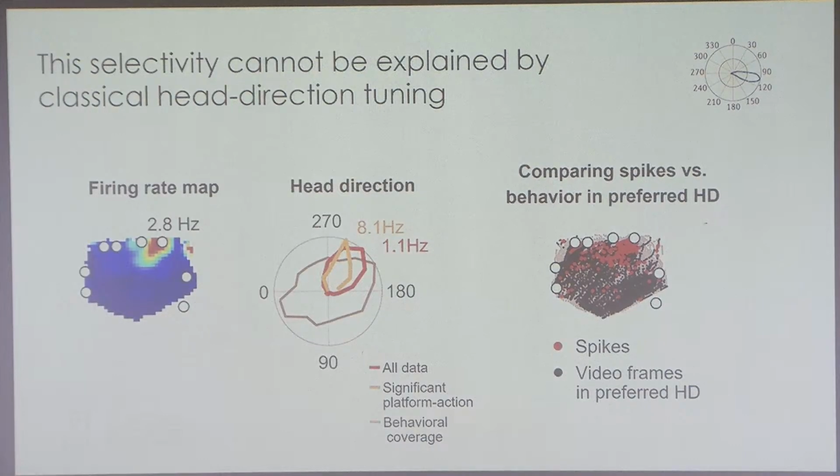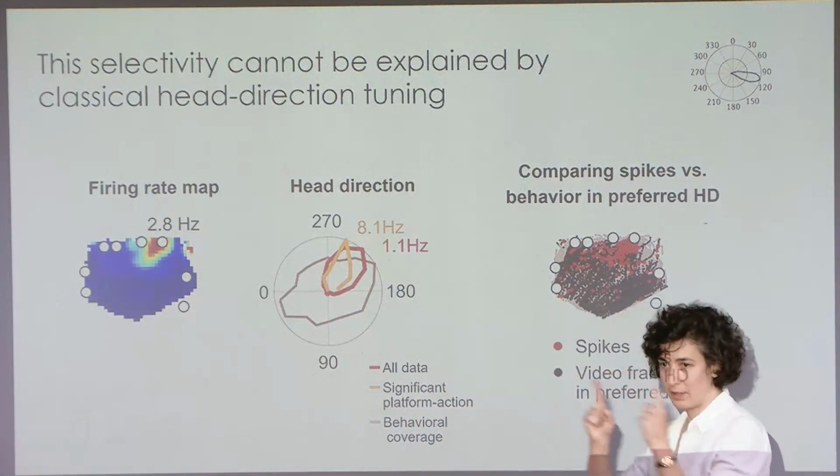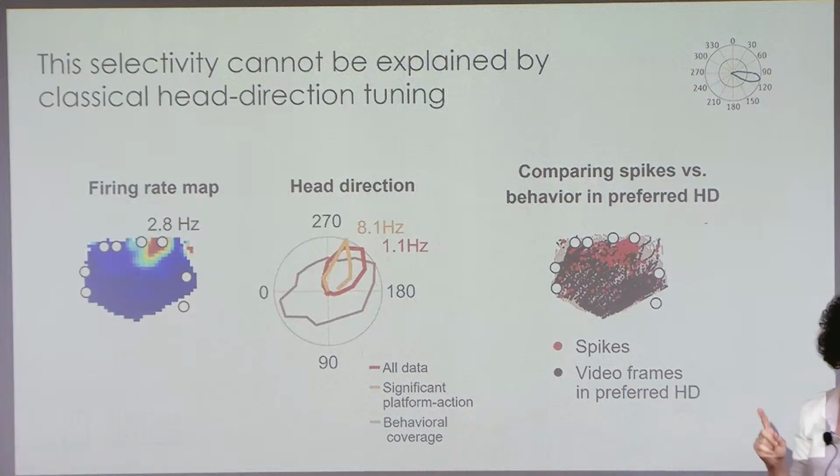The selectivity can't be explained by classical head direction tuning. So these cells fire in a specific head direction, because if I'm firing only when I'm landing on this platform, then it's always one head direction. However, whenever the bat is in other areas of the room at the same head direction, it doesn't fire. You can see it here in black is all the instances it was facing the same direction, but not next to the platform. And then it doesn't fire, which is not what you would expect from head direction cells.